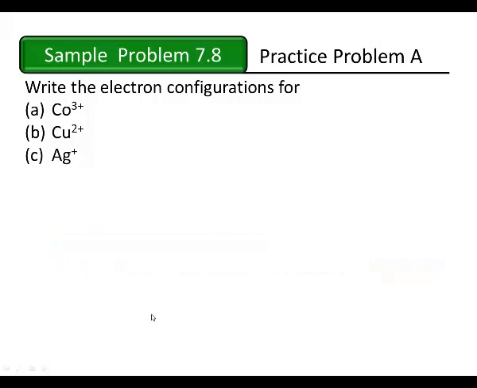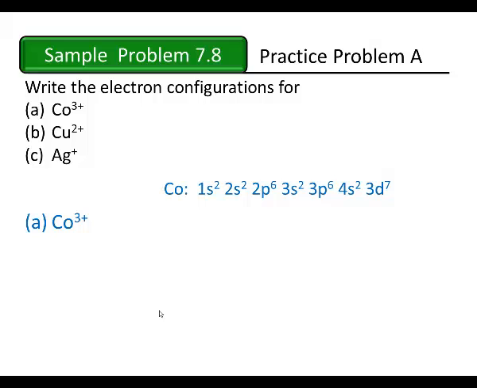Our first exercise is cobalt with a charge of +3. So let's begin by looking at a neutral cobalt atom. This would have 27 electrons, and they would be arranged in the subshells 1s2, 2s2, 2p6, 3s2, 3p6, 4s2, and 3d7.